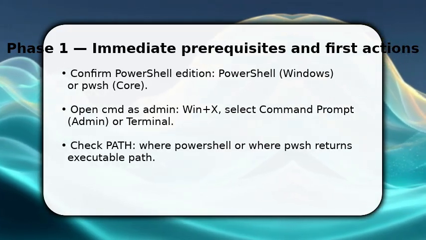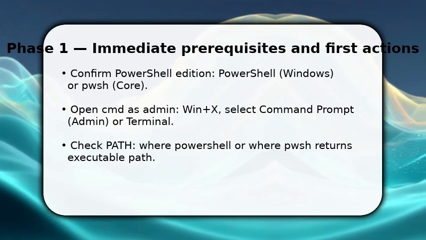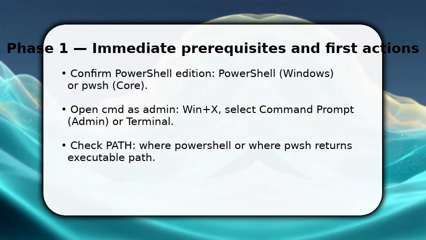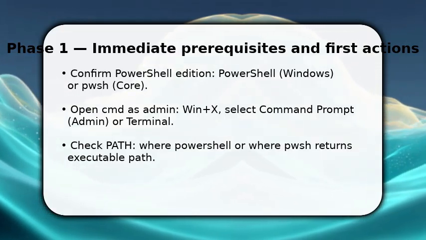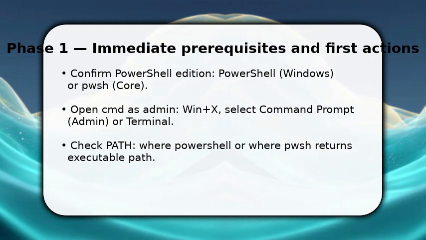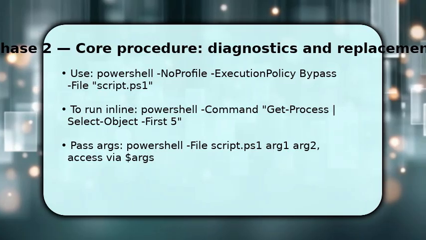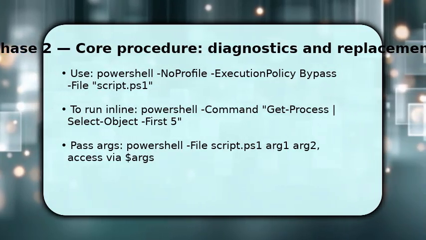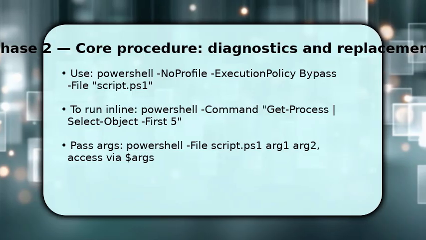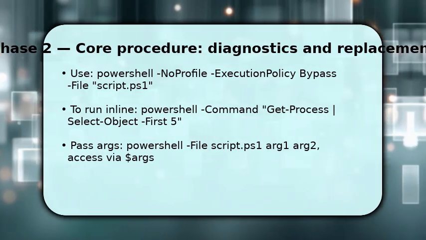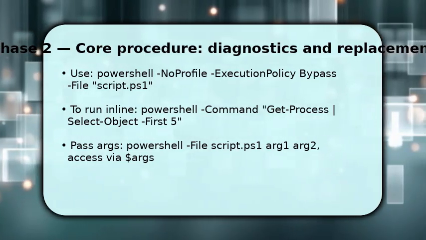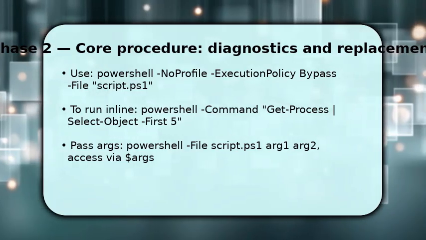I'll show you precise commands now so you get an interactive shell quickly. This avoids delays caused by missing binaries or permission errors. Once the shell launches, you need to run scripts and pass arguments reliably. Use -NoProfile to prevent profile scripts from altering behavior, and -ExecutionPolicy Bypass to avoid policy blocks. For example: powershell -NoProfile -ExecutionPolicy Bypass -File script.ps1.